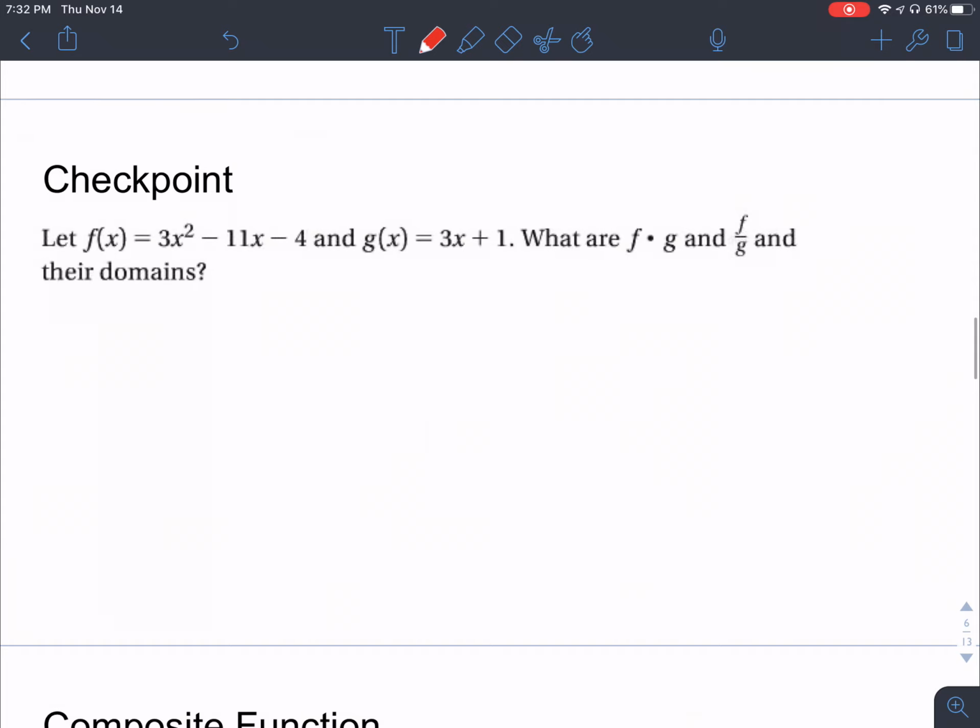All right, your turn. I'll write the answers on the board if you want to pause and work this problem.